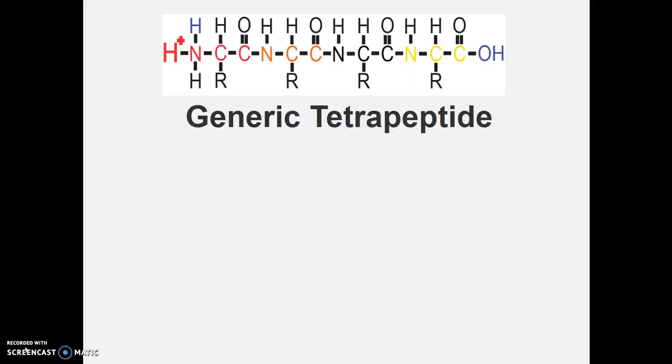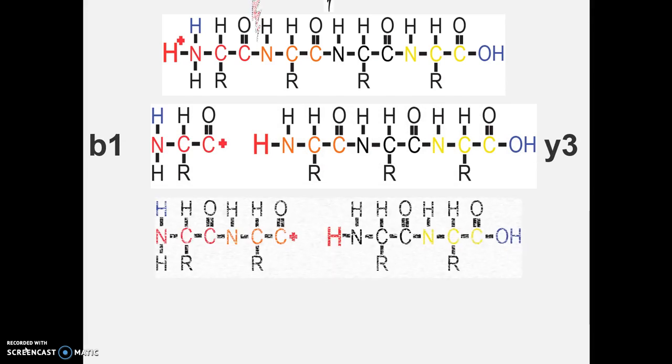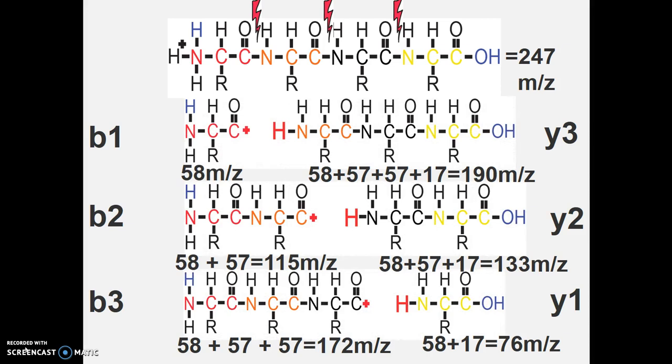Let's do this with a generic tetrapeptide. Remember, we could hit here, and if we did, we'd make these. Or we could hit here, and make the B2 and the Y2. Or we could hit here, and make the B3 and the Y1. Now let's look at the masses of these.